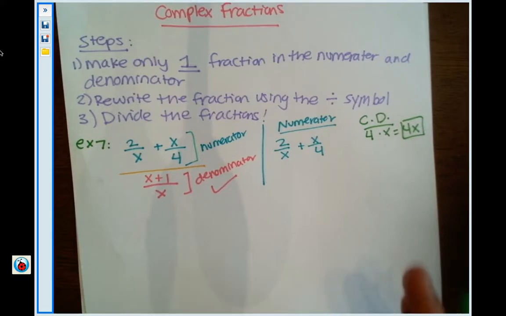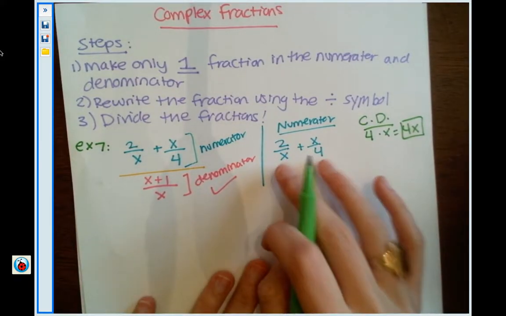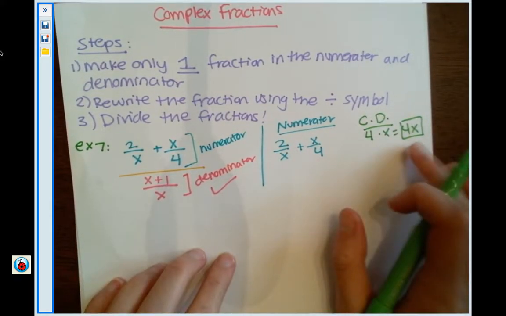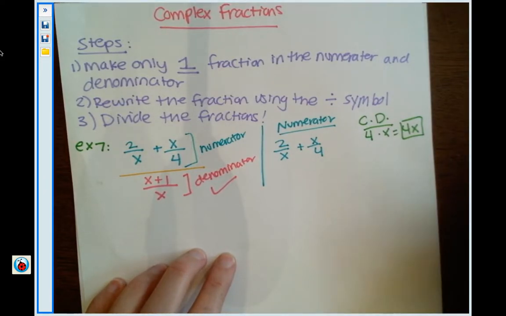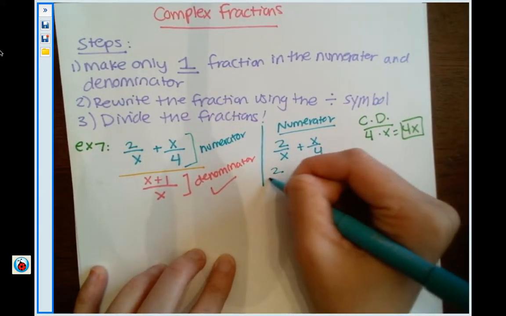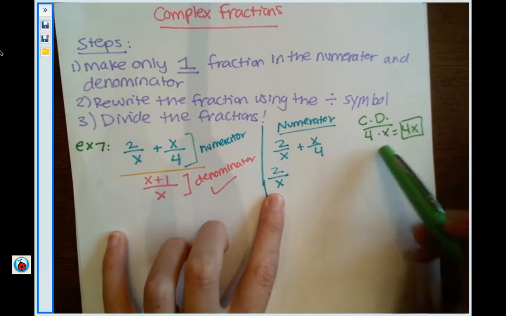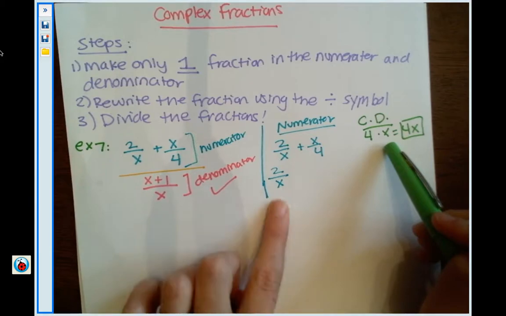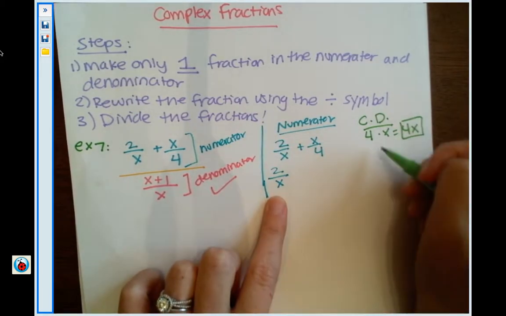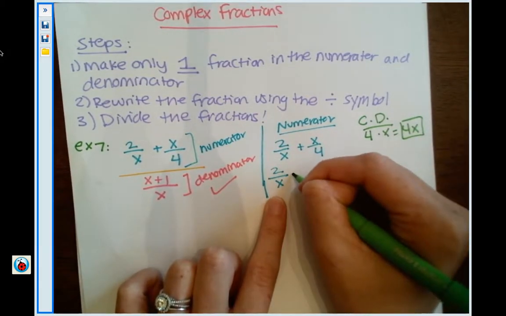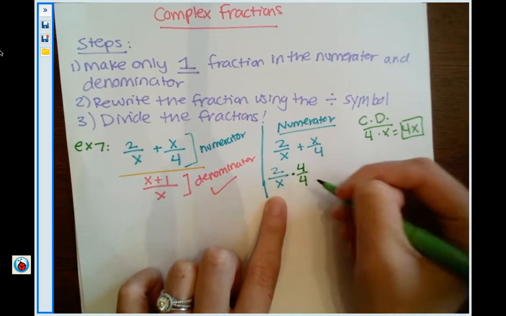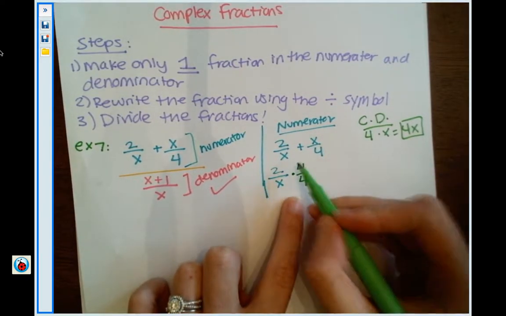Okay, so now I must multiply my fractions by what they need to make a common denominator. So let's see here. I have this 2 over x. Let's see what it still needs. In my common denominator, I have a 4 and an x. This only has an x. So I still need the 4. So I'm going to multiply this bad boy by a 4. And remember, if I do it to the denominator, I got to do it to the top.